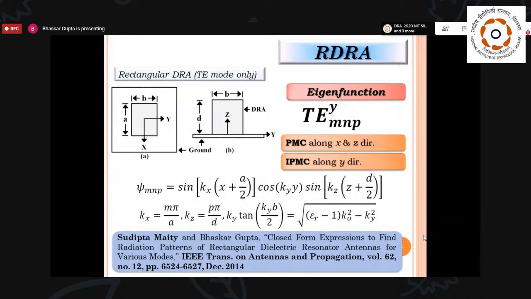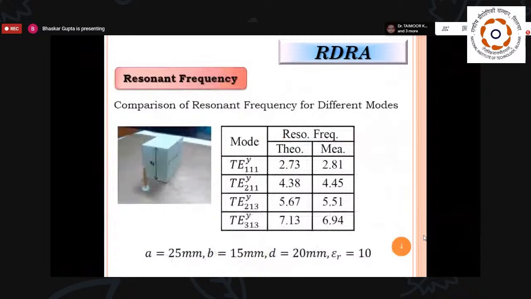For Kx and Kz, we apply the usual cavity model. And for Ky, we use the transcendental equation as shown, so that the eigenfunction is in the form of sine or cosine type of trigonometric functions. This was derived by us rigorously, and then using that, we have investigated such a rectangular DRA for different modes. You see the theoretically predicted resonant frequencies, which are agreeing quite well with the measured values. All measurements were taken by us.